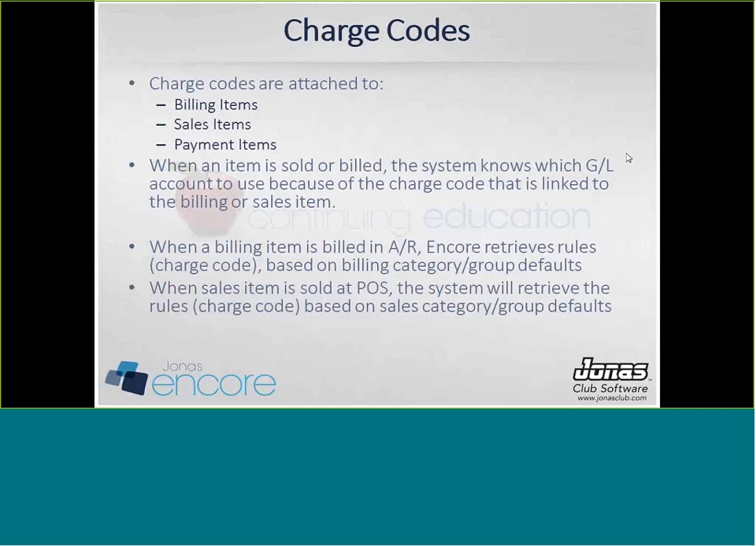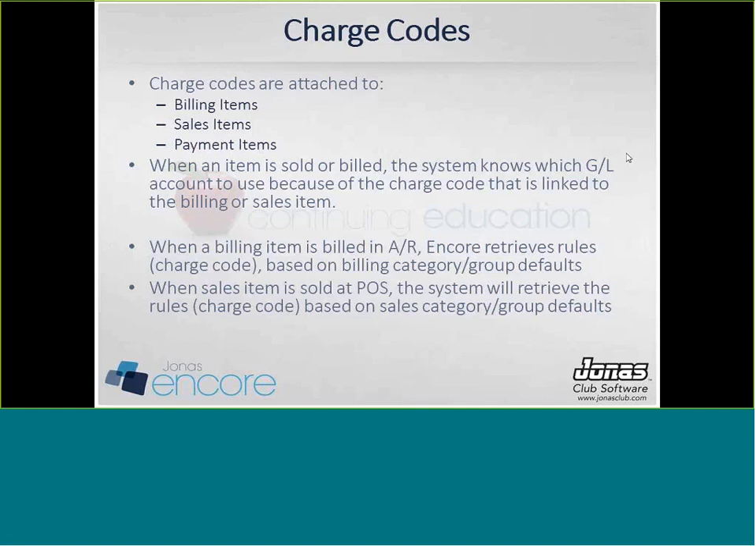So charge codes are attached to billing items, sales items, and payment items, which basically are the three types of transactions that you could have in the system. Billing items are your back office functions, so billing out dues or assessments or lost card fee, anything that your office is billing out to members. Sales items refers to point of sale, so golf, tennis, in the restaurant, anything that is sold at point of sale. And payment items are reflected when a member pays their bill or if a member is paying at point of sale, whether it be cash, check, credit card, member charge.